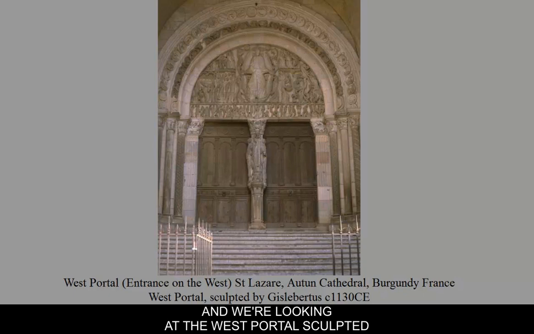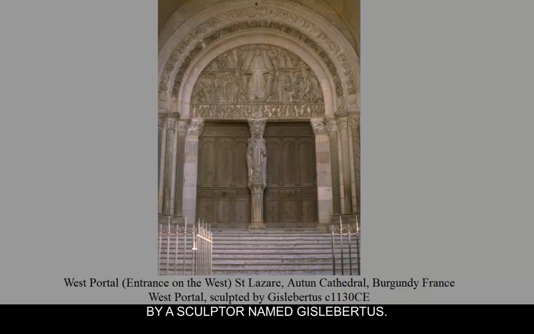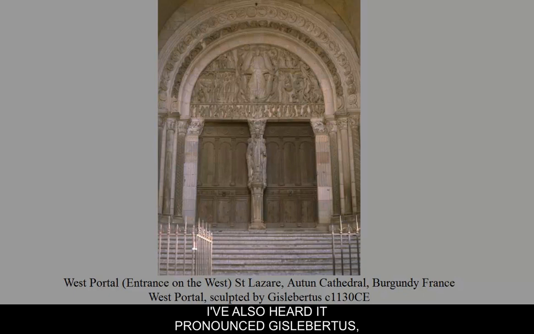This is the west portal of Saint-Lazare in Autun Cathedral in France. And we're looking at the west portal sculpted by a sculptor named Gislebertus. I've also heard it pronounced Giselberdus. And I think that as a memory device, you can remember him as Grizzly Barris. He is the sculptor who designed this.